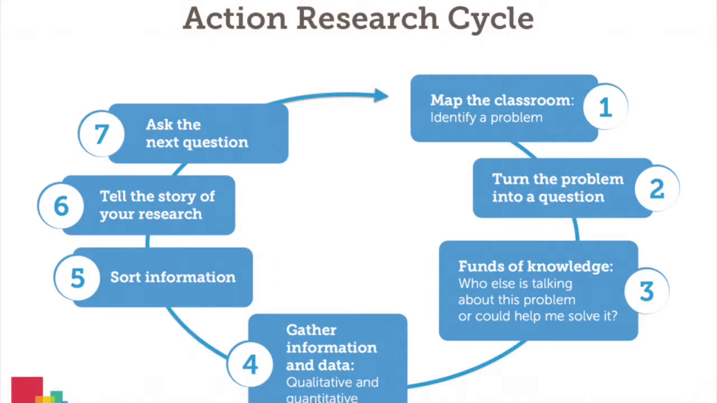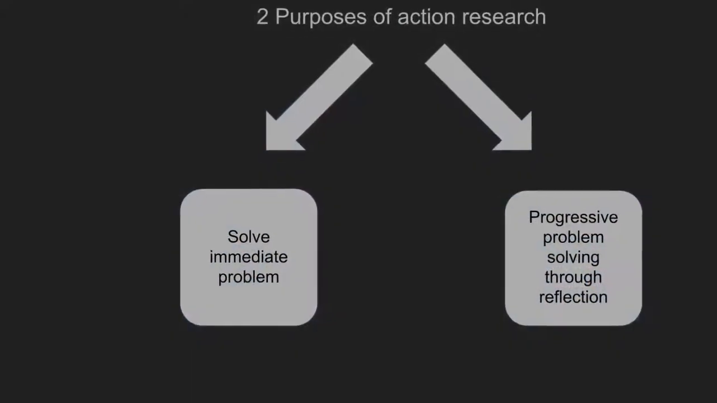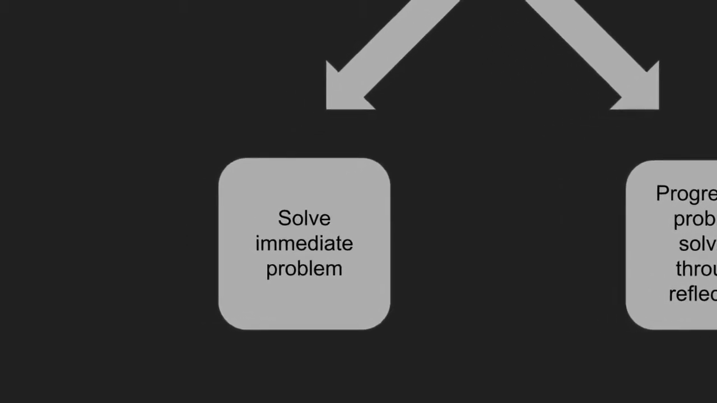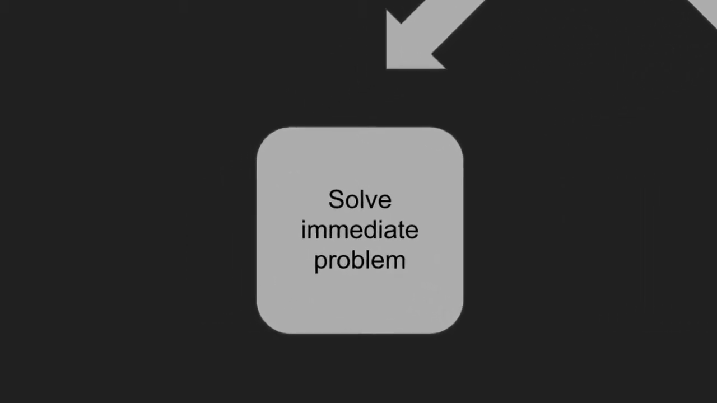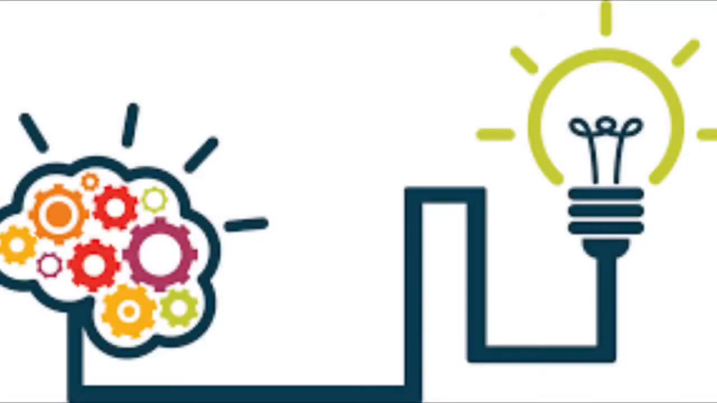Action research, simply stated, is teachers doing research. Now, there are really two purposes to action research. The first of those is to solve an immediate problem. In fact, we'll talk later about a problem statement. There is some issue that's going on in your classroom.